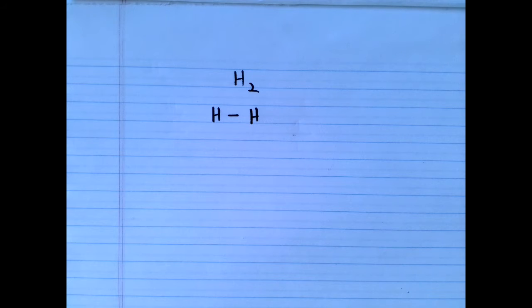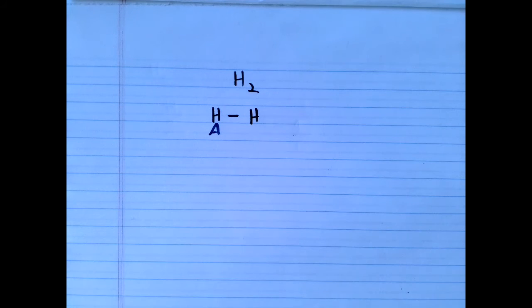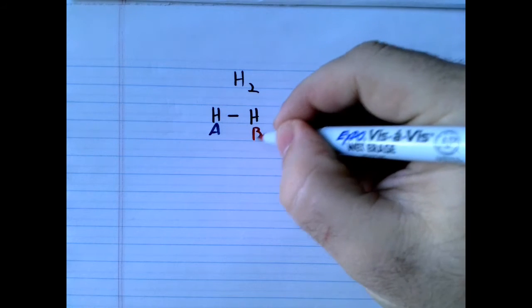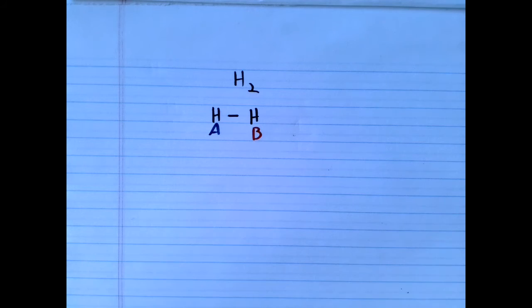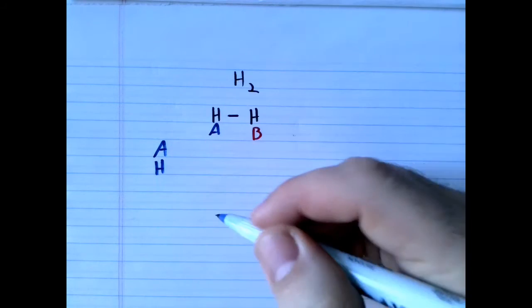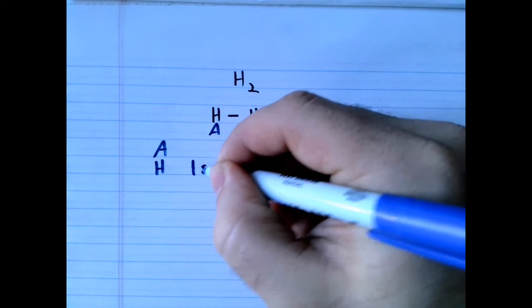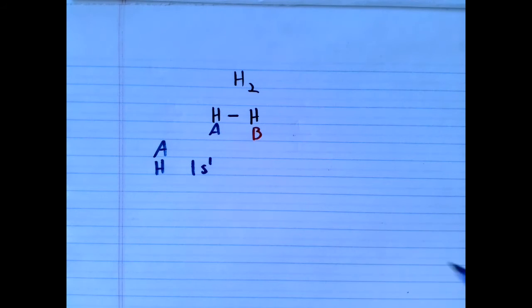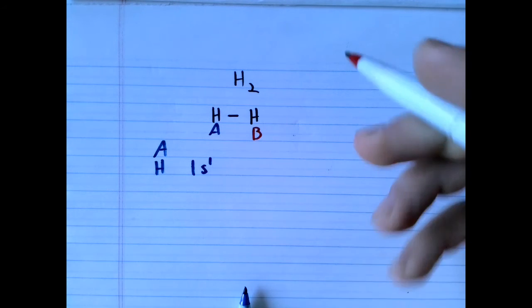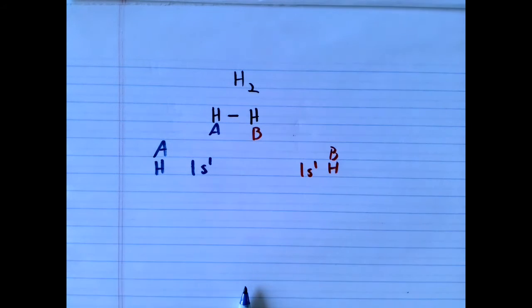In order to understand this, let's look at each one of these individually. So I've got HA and HB. So HA, so here's our A, this is H. What is the electron configuration for this guy? Well, it's going to be 1s1. It has one electron, one and only one electron. How about this guy? B, H, and it's also got 1s1. Both of these have 1s1.